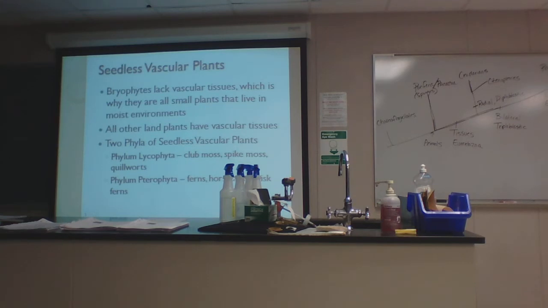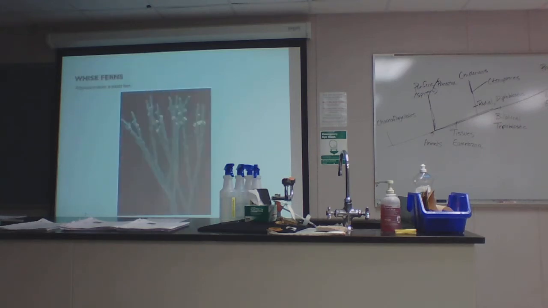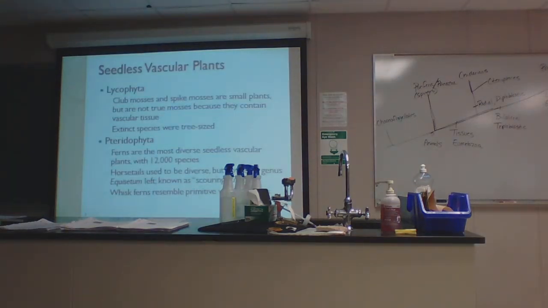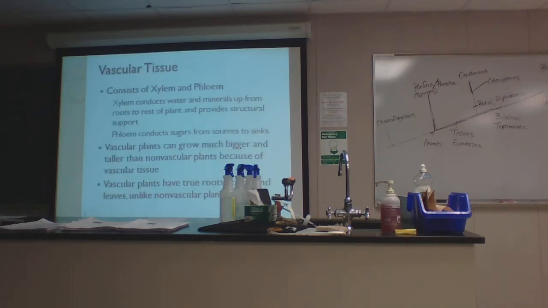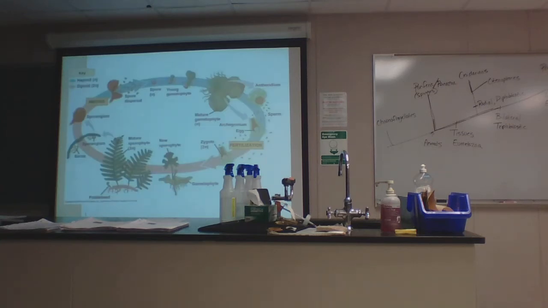All right. So then, our next group of plants are the seedless vascular plants. So they have vascular tissue, but they don't have seeds. So club moss, spike moss, quillworts, ferns, horsetails, and whisk ferns. So the main sort of example of these plants is a fern. And so you should know that these were the main plants during the Carboniferous period. And they have vascular tissue, which we talked about in a later chapter. So you should know the life cycle of a fern, which is right there.